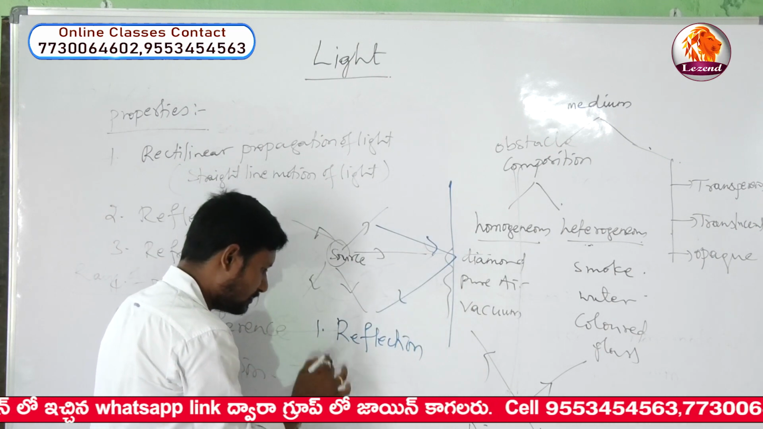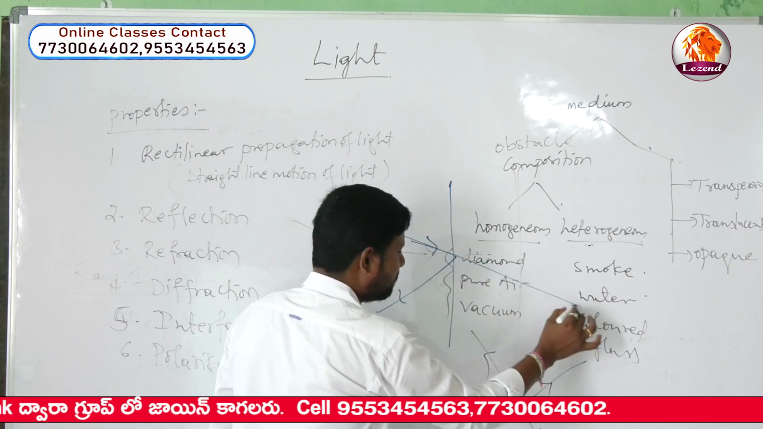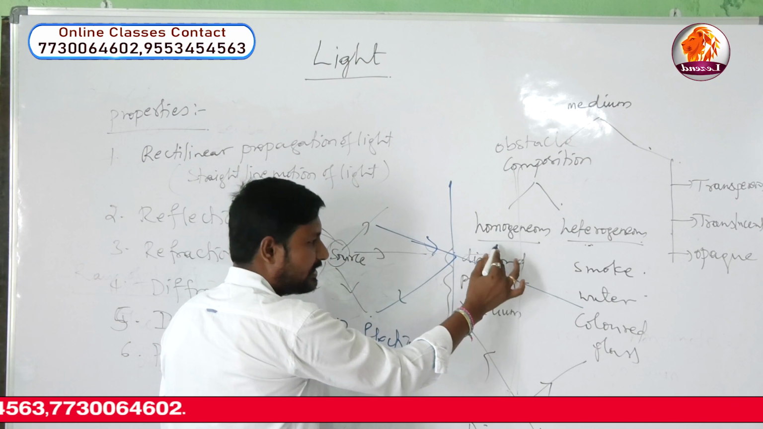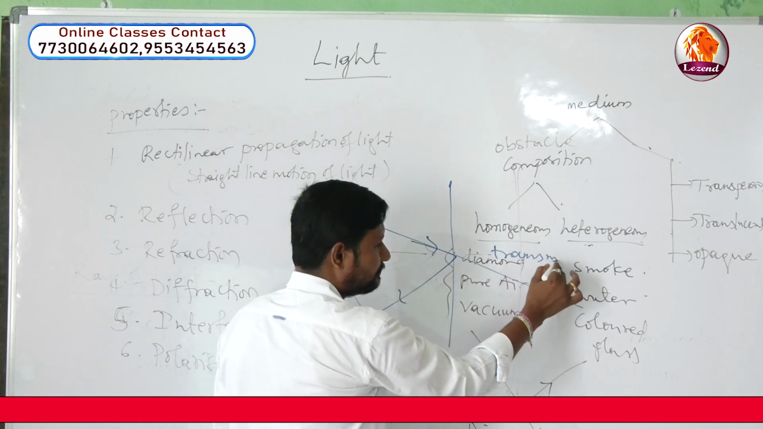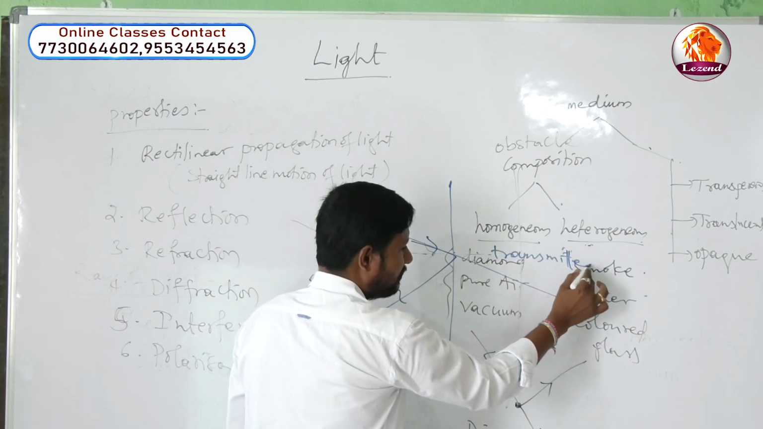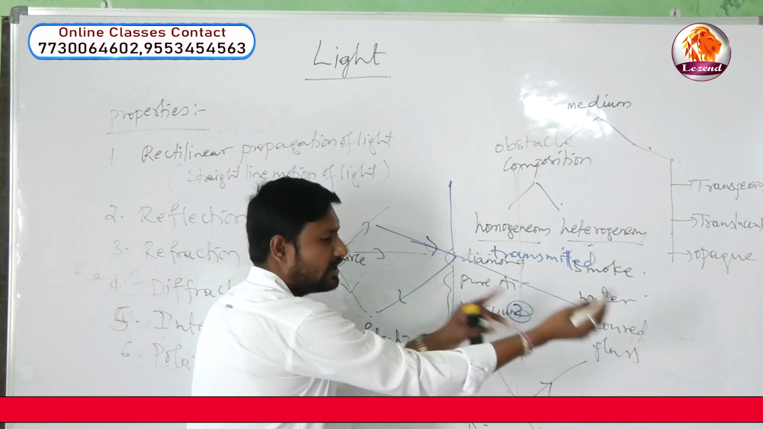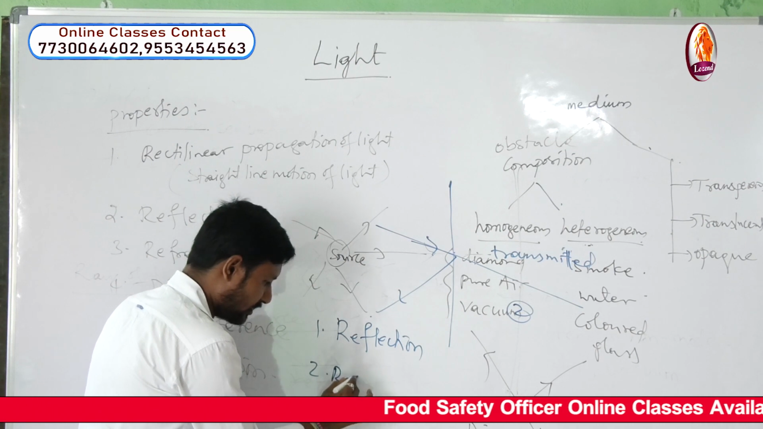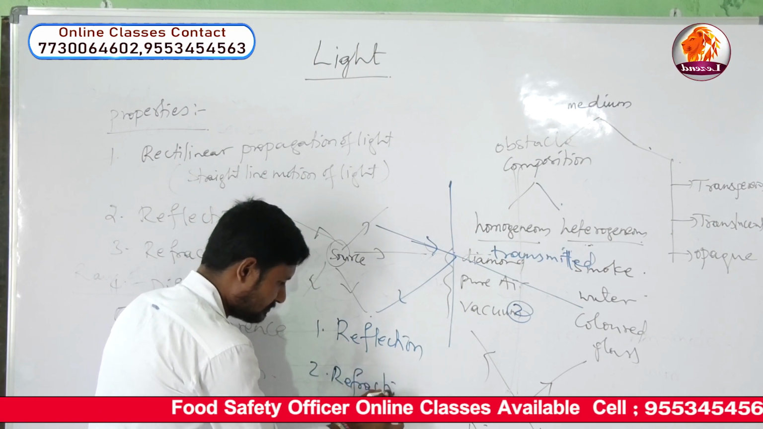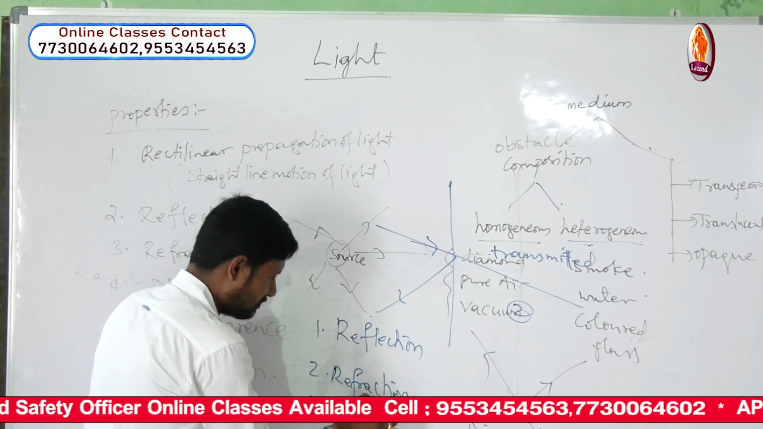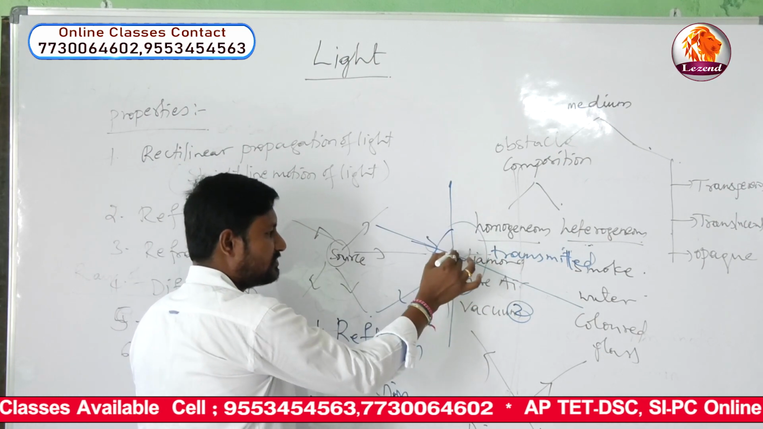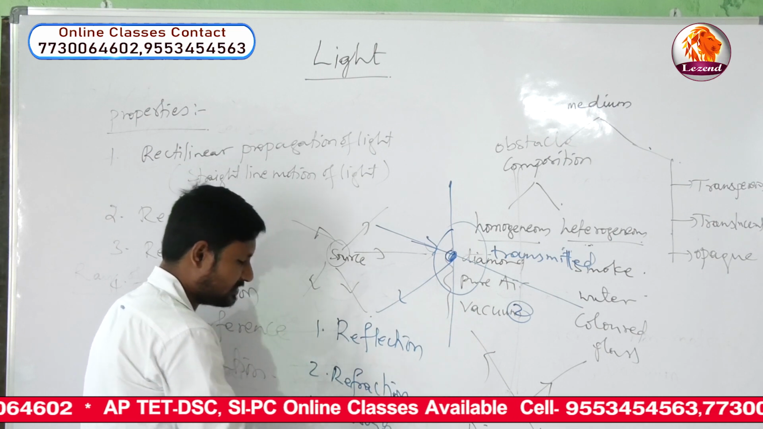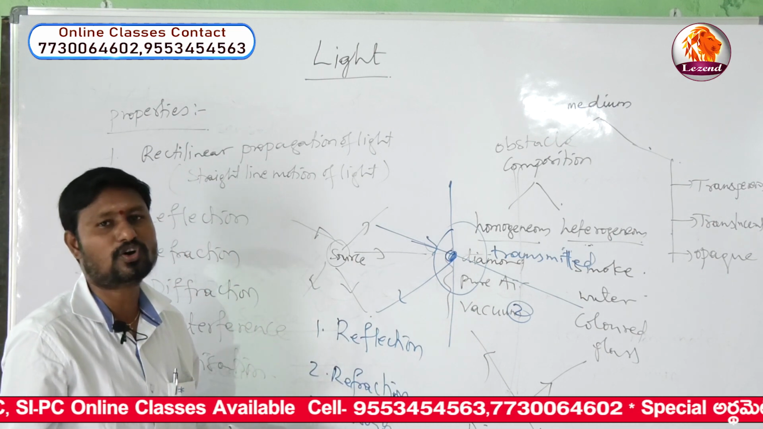And number two, it may be transmitted. Some part of light will return, some other part will be transmitted into the other medium behind this surface. That is what we call refraction. And number three, the surface will absorb the light. Some portion of light also undergoes absorption.